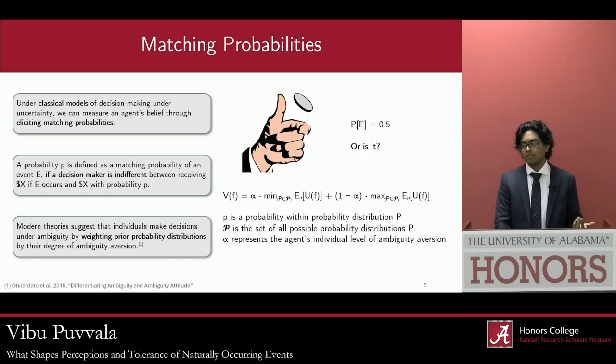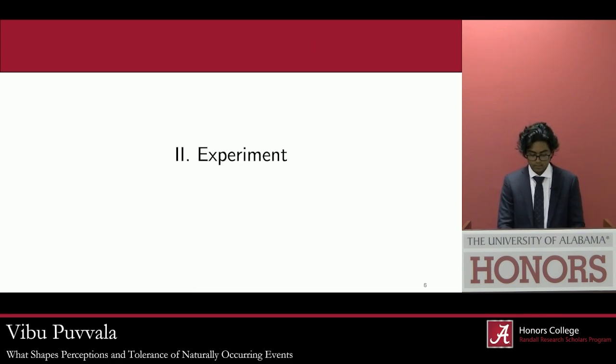Ambiguity, however, comes into the picture where you may not know if the coin is fair. You may not know if I'm offering you a weighted coin, and you may place a 20 or 30% or even a 70% chance on the odds of the coin giving the outcome that you may want. And this ambiguity leads to people weighting possible probability distributions by their degree of ambiguity aversion, leading to their decisions.